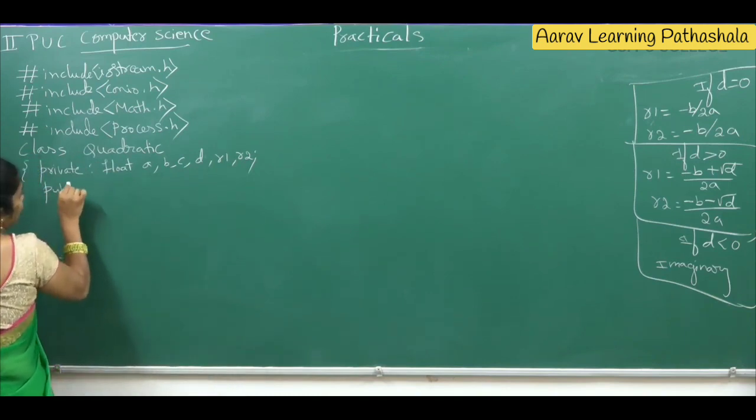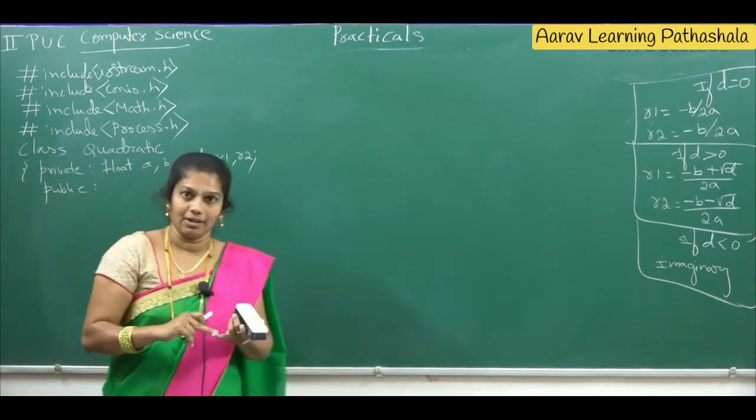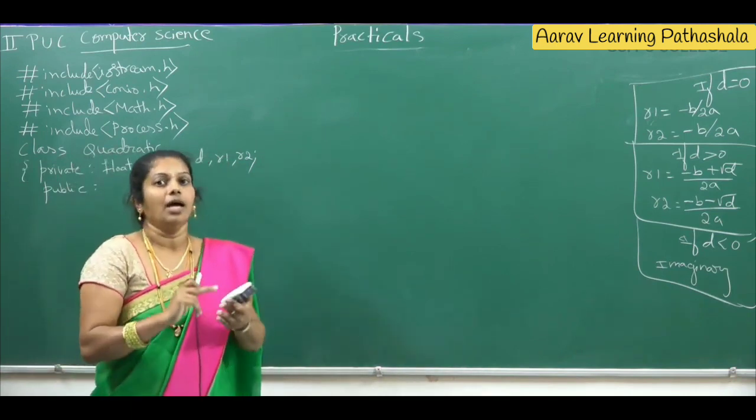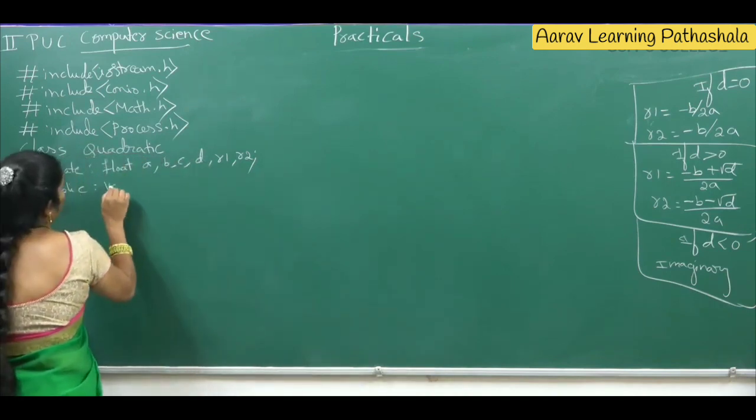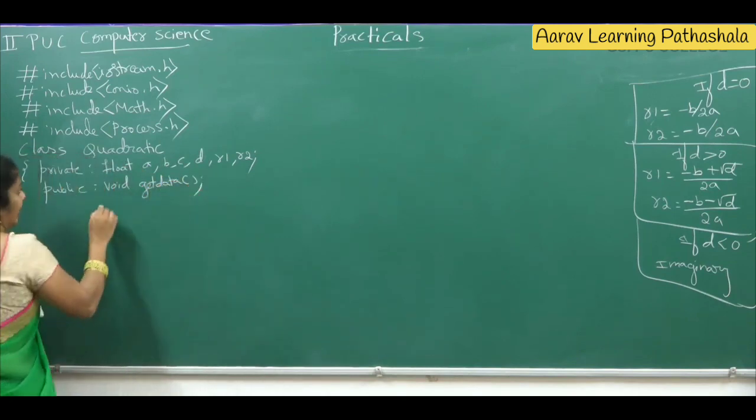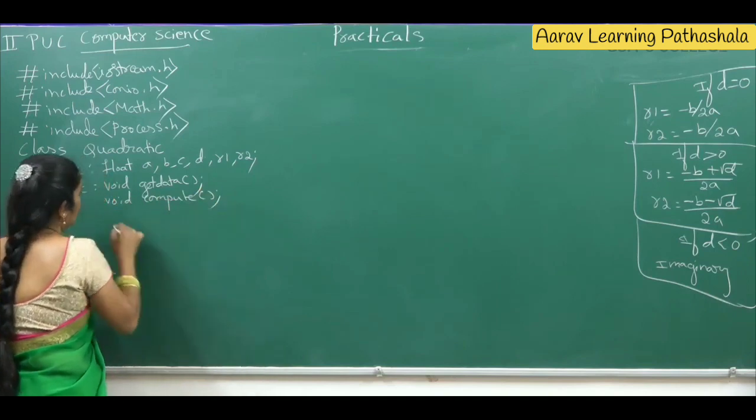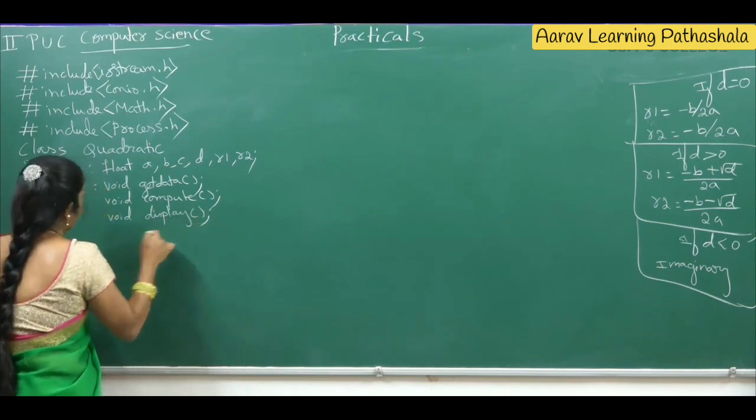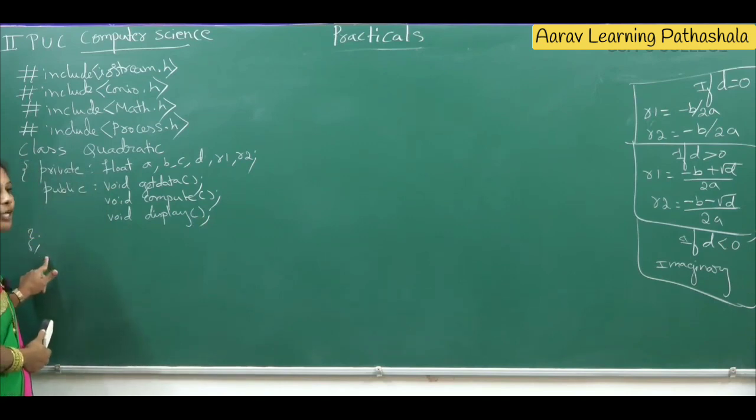Next, in the public section, declare the functions. Which functions do we require? One is the getdata function for input purposes, one is the compute function for calculation, and the display function to display the result. In total, we require 3 functions here. The first one, void getdata function. The second one, void compute function. Next, void display function. Then close the class. While closing the class, after the curly bracket you have to put a semicolon.